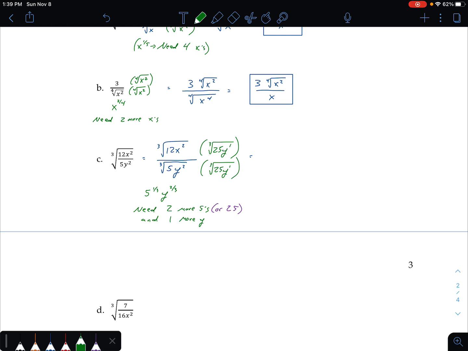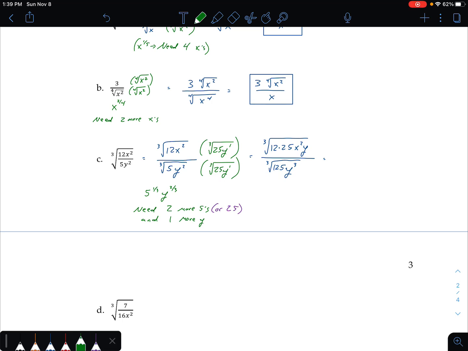So it's just like if it was an x. The 5 is just like if it was an x. I need 2 more, so it's 5 squared, which is 25. There's my top. It's a cube root, so I have the same indices and I can multiply. 12 times 25, x squared times y. And then on the bottom, I get my 25 times 5, 125.